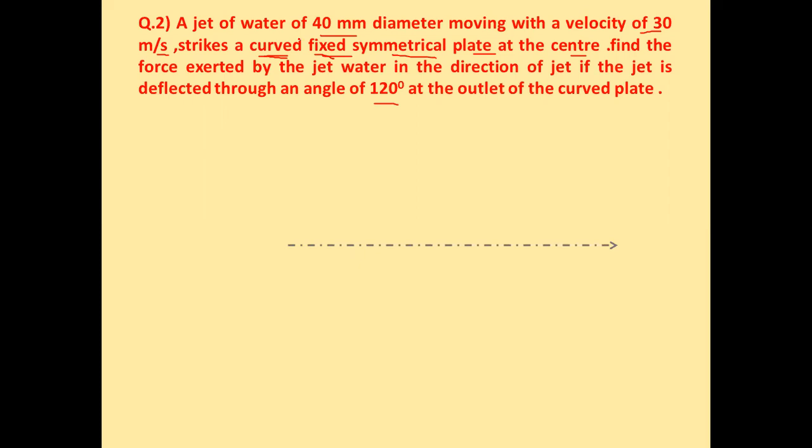Next, what is given? The jet of water diameter is given to us as 40 mm. Let us convert that into meters. Then the velocity of that jet is given as 30 meter per second. And the last and most important point which is given is that the jet is deflected through an angle of 120 degree at the outlet of the curved plate.